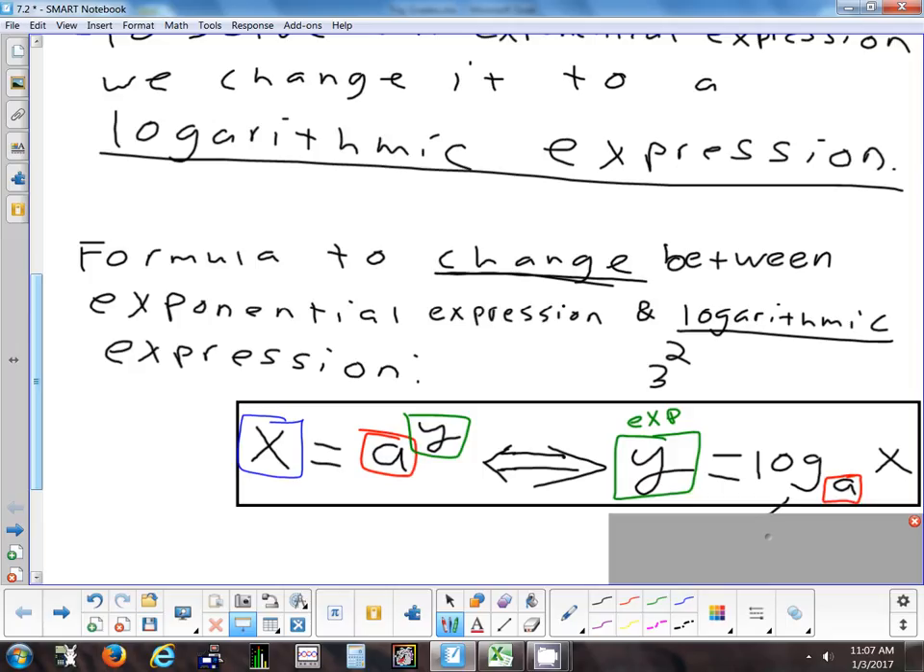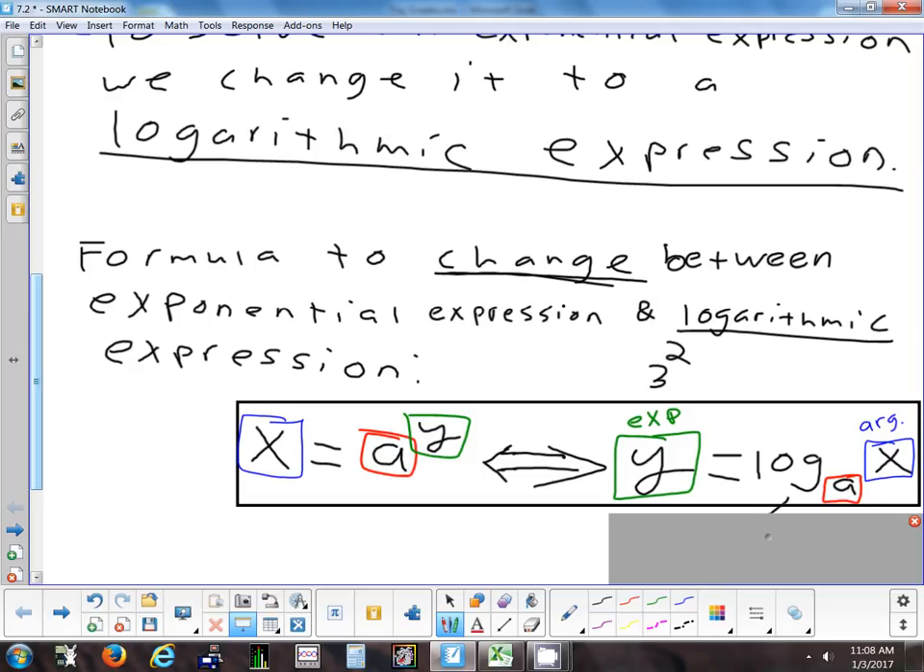Okay, and then if you know that a is the base, and you know the exponent always goes by itself on the other side, there's only one thing left you haven't used. That's the x, and that goes right there. That is your argument.